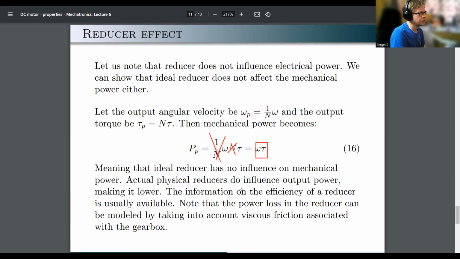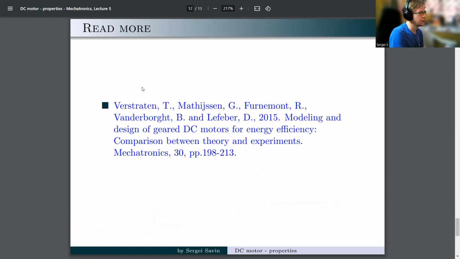Okay, so the power loss of the reducer can be taken into account by considering viscous friction, for example, viscous friction associated with the gearbox. So what we have been doing this whole time, F times omega, this component, can be used to model the non-ideal aspects of the reducer, in fact, the power loss. So we don't have to do a lot of additional work in this aspect. All right, and that is it.